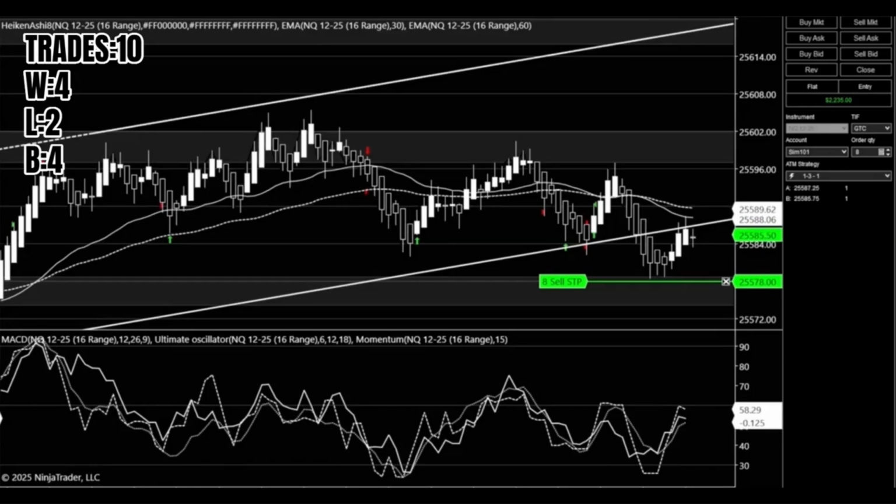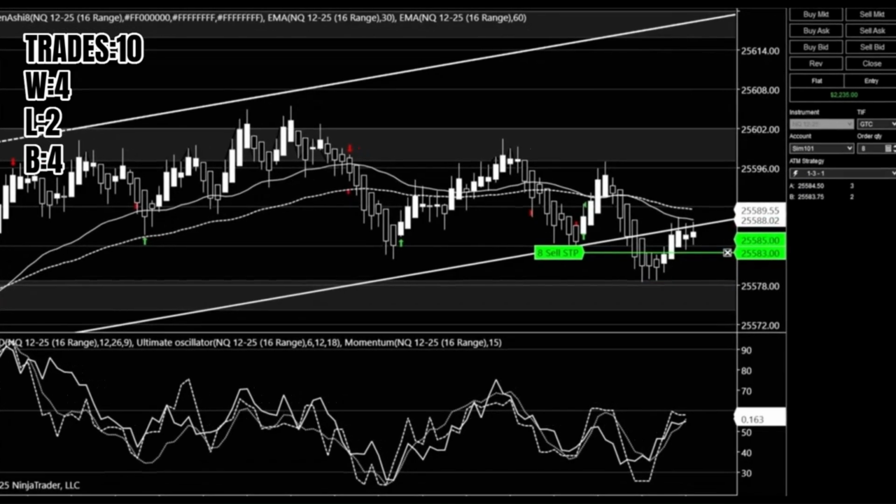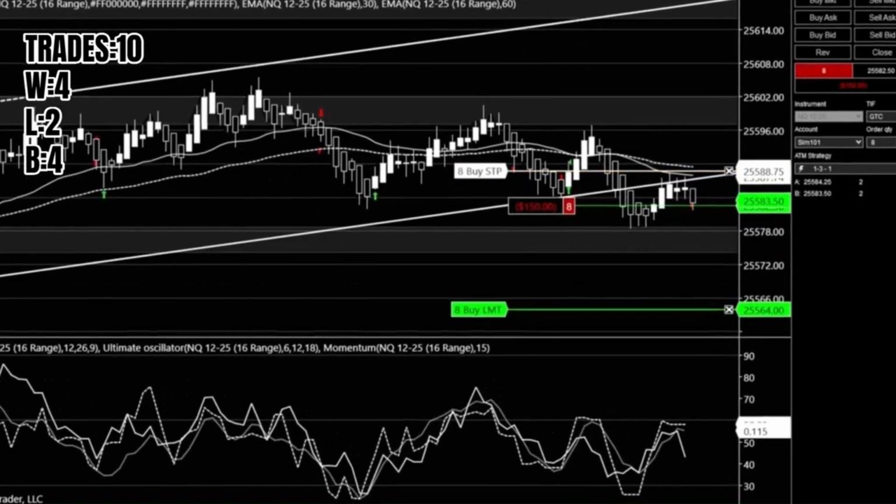Moving on, as price moved higher, it was quickly stopped and rejected at the resistance level, moving back down, and this time with enough momentum to break the support trend line. Order filled.